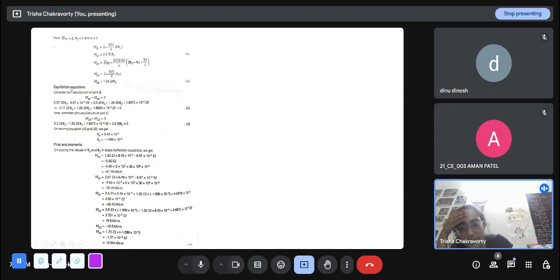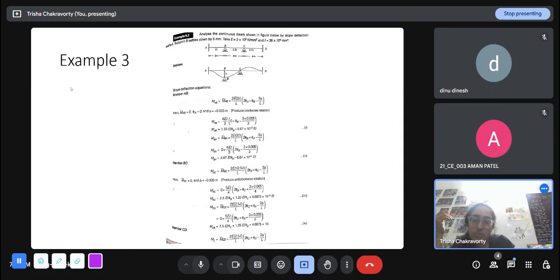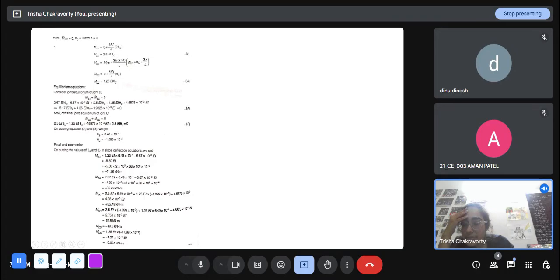Equilibrium equations. What are the equilibrium equations I'm going to write? I have two joints, B and C. So I'm going to consider the joint equilibrium of joint B: MBA plus MBC will be 0. So I get one equation, and also from the joint equilibrium of C, MCB plus MCD has to be 0. From that I have two unknowns, right?